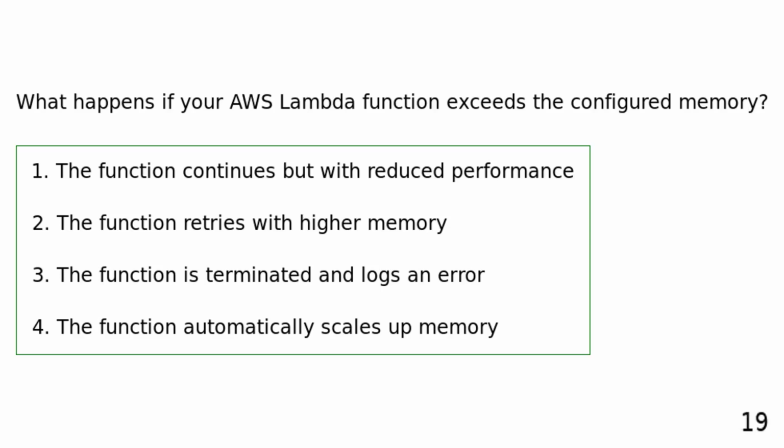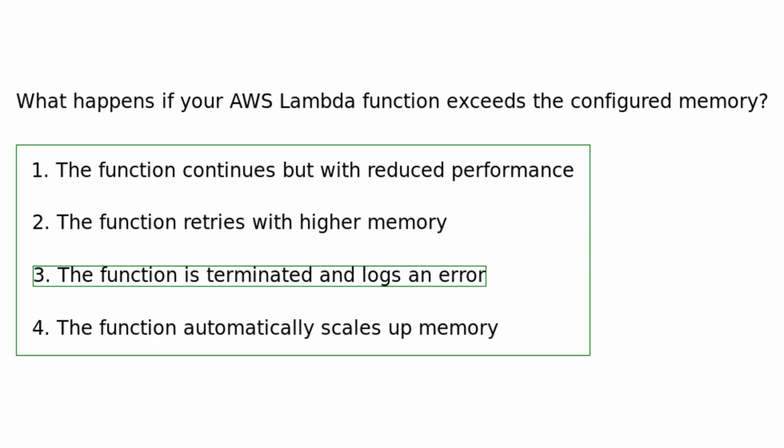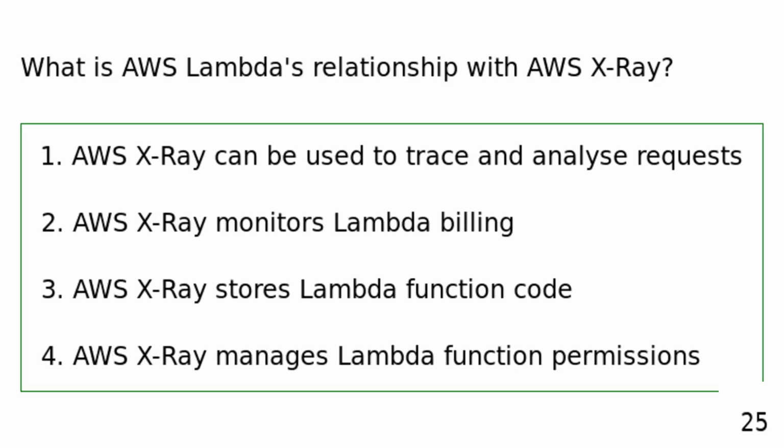The function continues but with reduced performance. The function retries with higher memory. The function is terminated and logs an error. The function automatically scales up memory. If an AWS Lambda function exceeds its configured memory limit, it is terminated and an error is logged. What is AWS Lambda's relationship with AWS X-Ray?